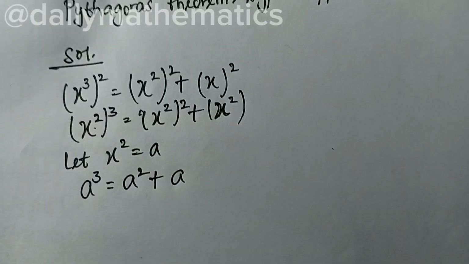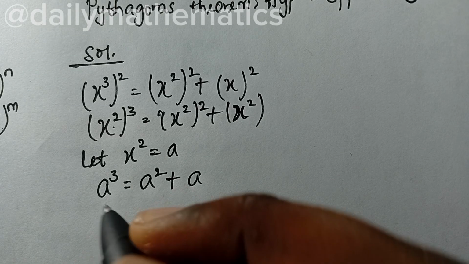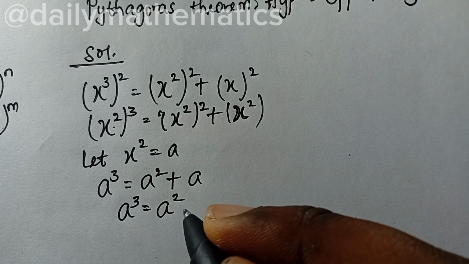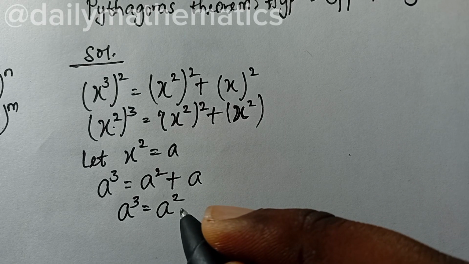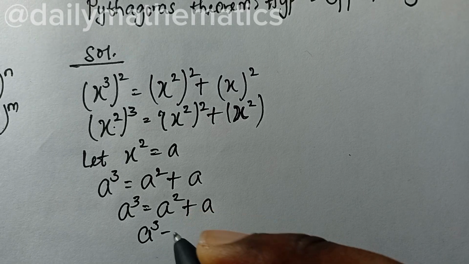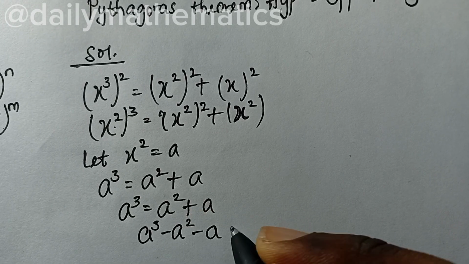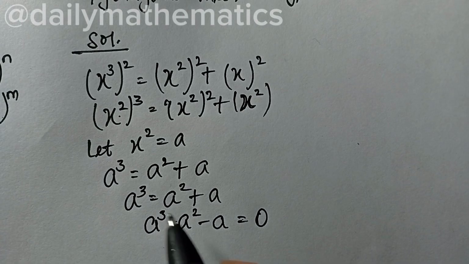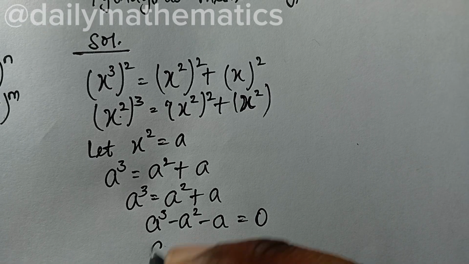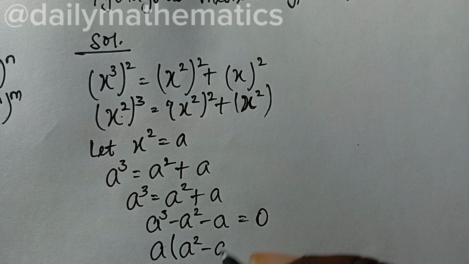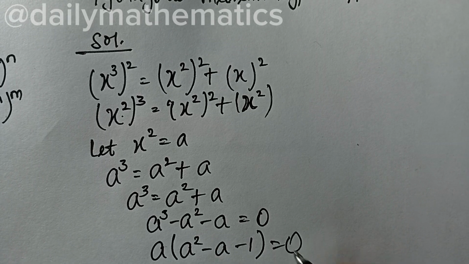All right, so from here we bring everything to this side. We have a cubed equals a squared plus a, so we have a cubed minus a squared minus a equals 0. And then from here we are now deriving something. We can see a is common, so we'll have a times a squared minus a minus 1 equals 0.